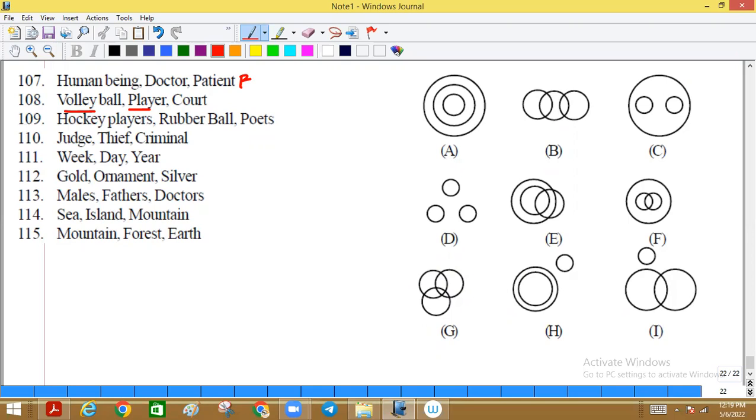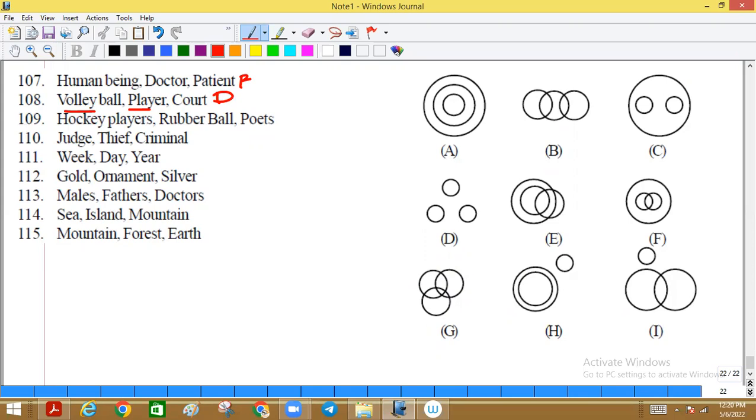What about court? For example, this is a court. Imagine I'm a player. I may play within a court, but I can't say that court is a part of me or I am the part of the court. So it is also not possible. So all are completely different. So option D is the answer. Okay. For example, see the next question.